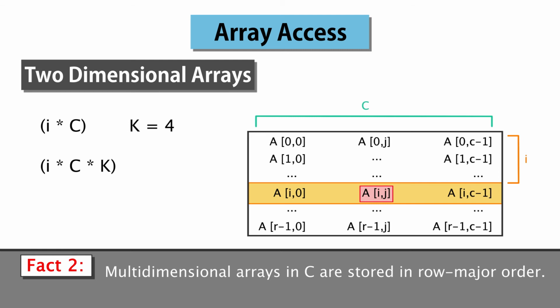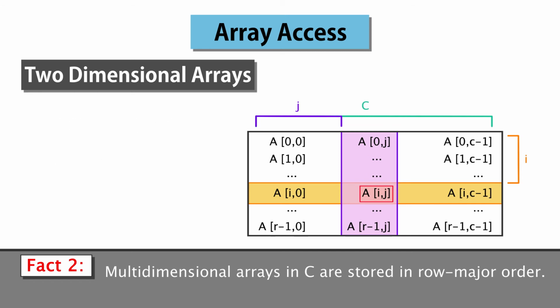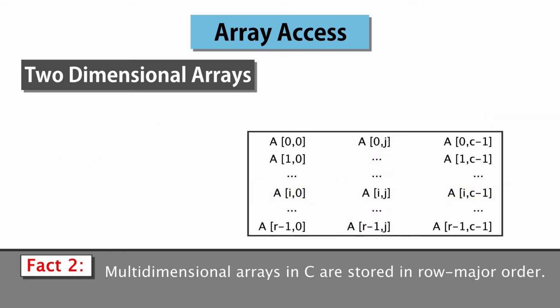Additionally, since A[i][j] is in the jth column, there are also j elements in the current row to the left of our position. Those will be stored before A[i][j] in memory. That means an additional j times K bytes above us in memory. Now let's put it all together. Since the elements of the array are stored in consecutive bytes beginning at address A, and since the elements are stored in row major order, an arbitrary array element A[i][j] will be stored at address A plus i times C times K plus j times K.